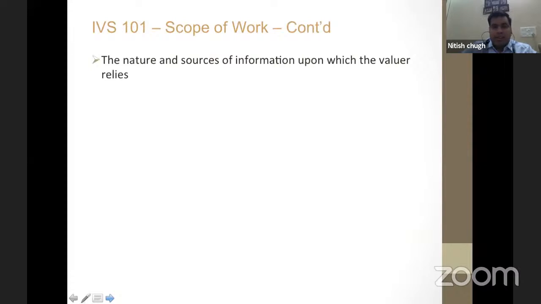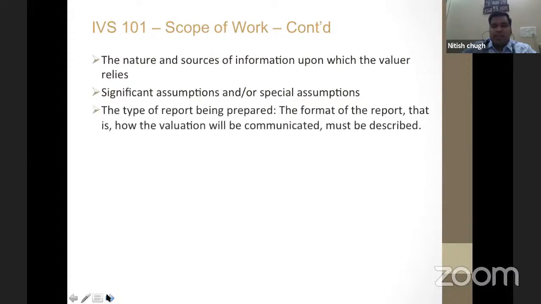The nature and the sources of information upon which the valuer relies. The nature and the sources of information could be published reports, data provided by management, or data provided by any third party as well. So the valuer has to mention the same in the scope of work as well. Significant assumptions or special assumptions. Significant assumptions assumed by the valuer, based on the input given by the management or by himself, will need to form part of this particular letter before finalizing the report.